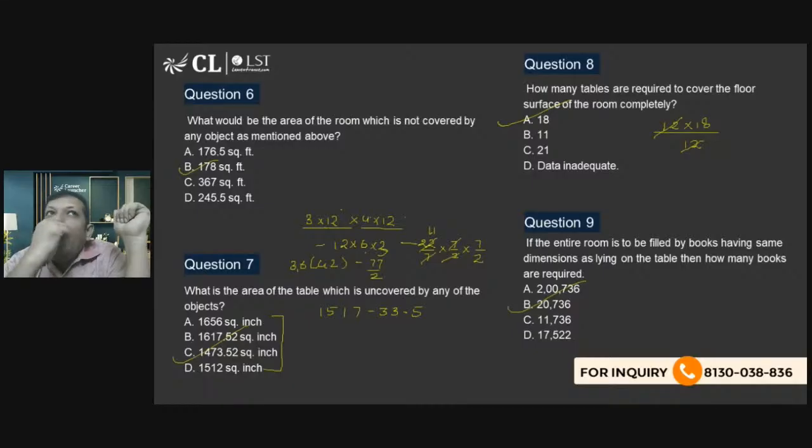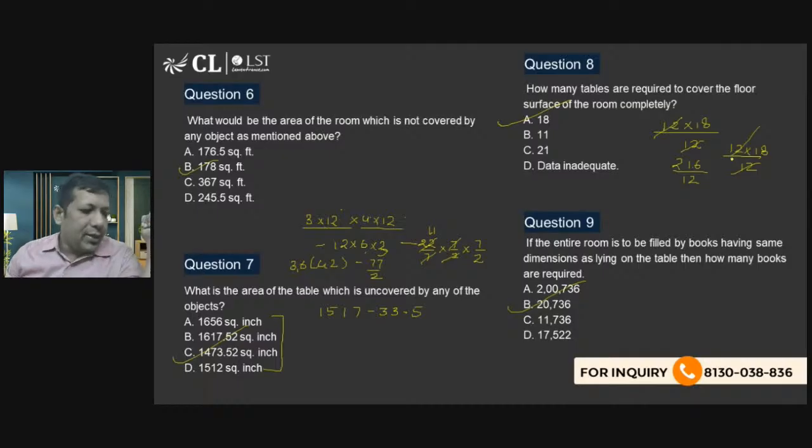Fine. And I don't calculate anything in the classes. Generally I do calculate, but in the exam, I always calculate according to the question only. Like in this question, if we are doing 216 upon 12, you are wasting time. What is 216? That is 12 into 18. That's how you got it. So cancel out, get the answer. Clear? So this is how time is saved in the actual exam.